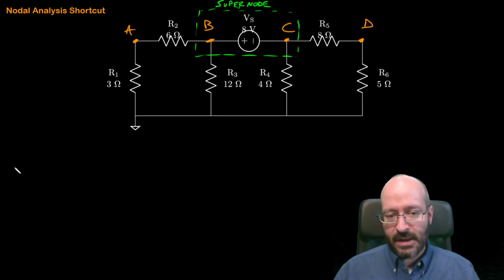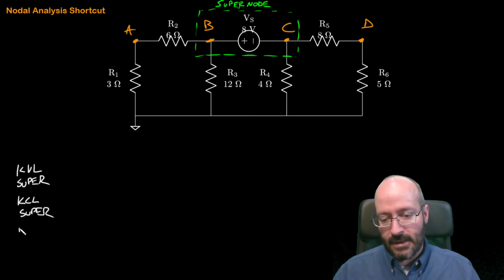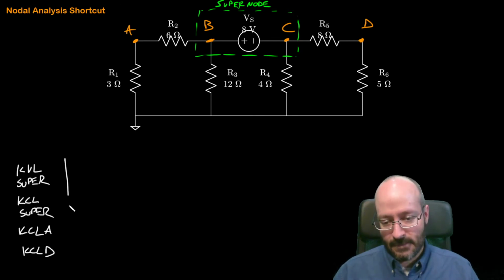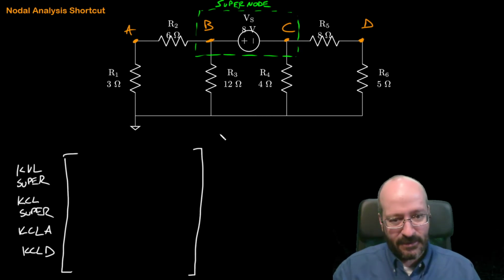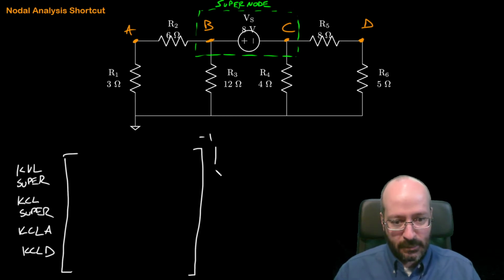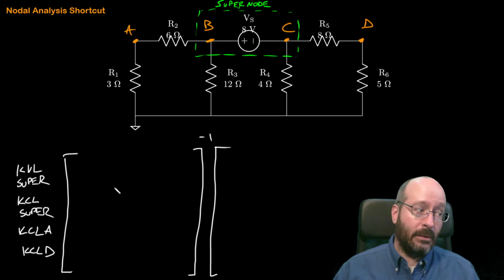But let's make a plan here. Let's write a KVL for the supernode. Right, let's write a KCL for the supernode. And then I believe we had a KCL for A and a KCL for D. All right, let's see what that looks like. So that's just my plan. I usually don't write that, but I want it in my head so while I'm working the problem, I can figure out what's going on.